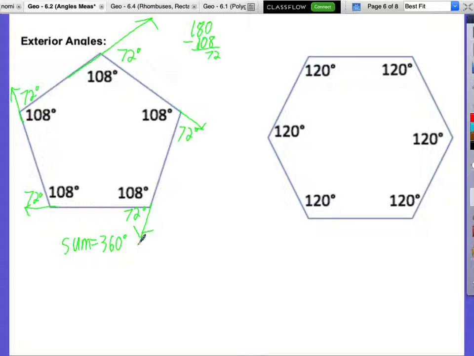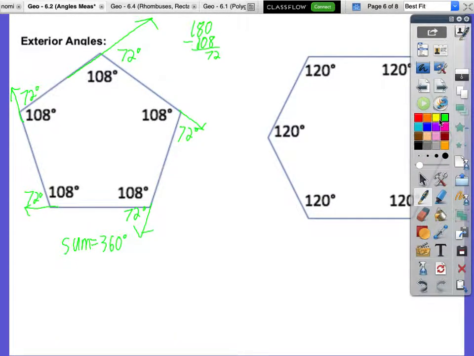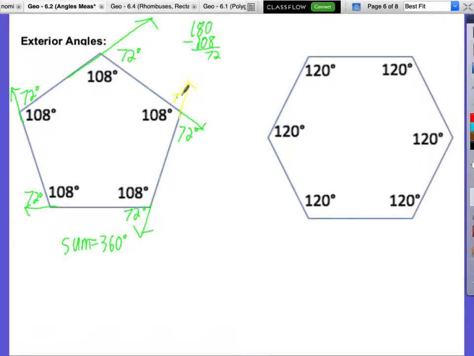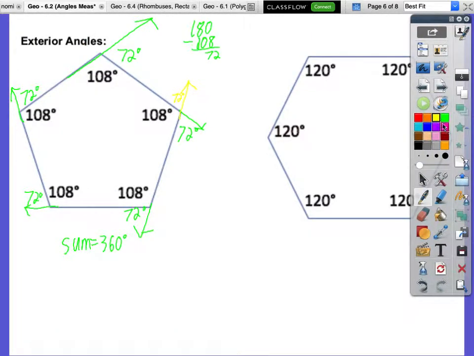Wait a second. How many exterior angles did we do at each vertex? 1. We only did 1 at each vertex, which gave us a total of 5 for the number of vertices. If we went the other way with this, would we also have gotten 72 degrees right here? Yeah. So we could have gone the other way every time as well, and we got the same thing, right? So our sum for this one is 360. So I need to write the sum is equal to 360 degrees on that first one.